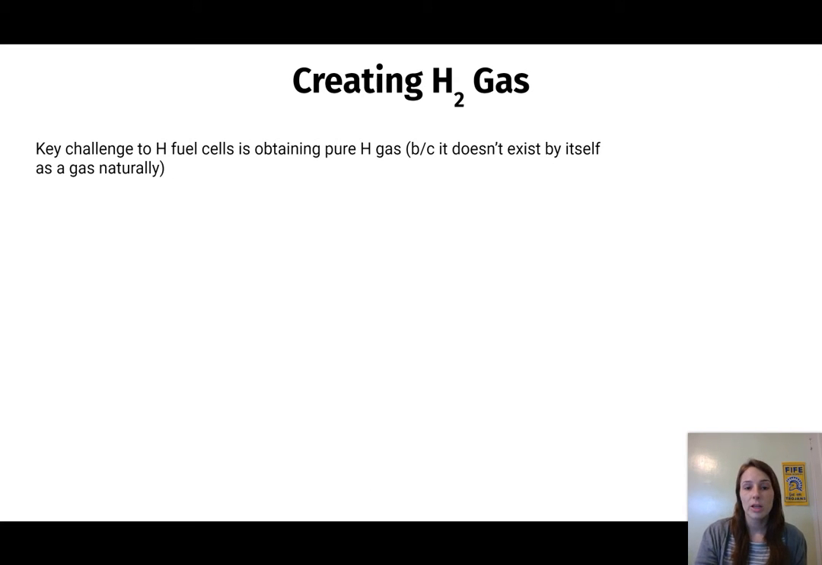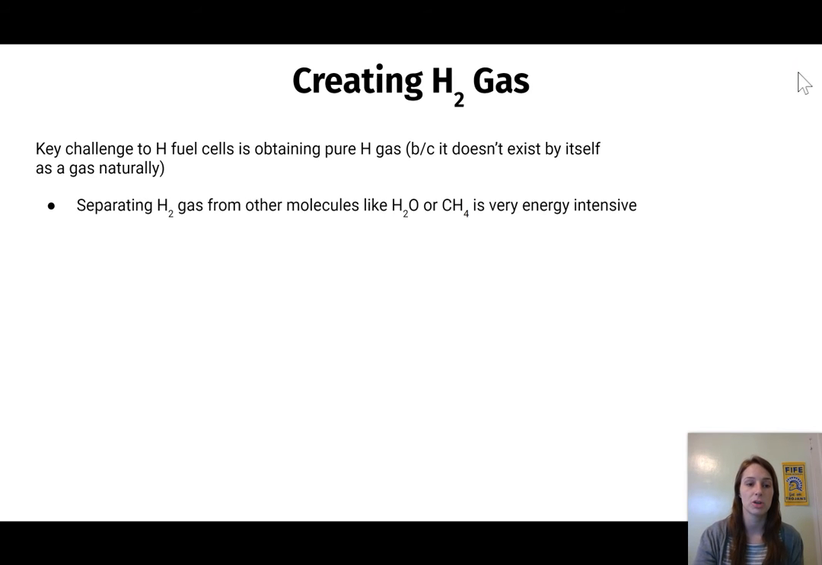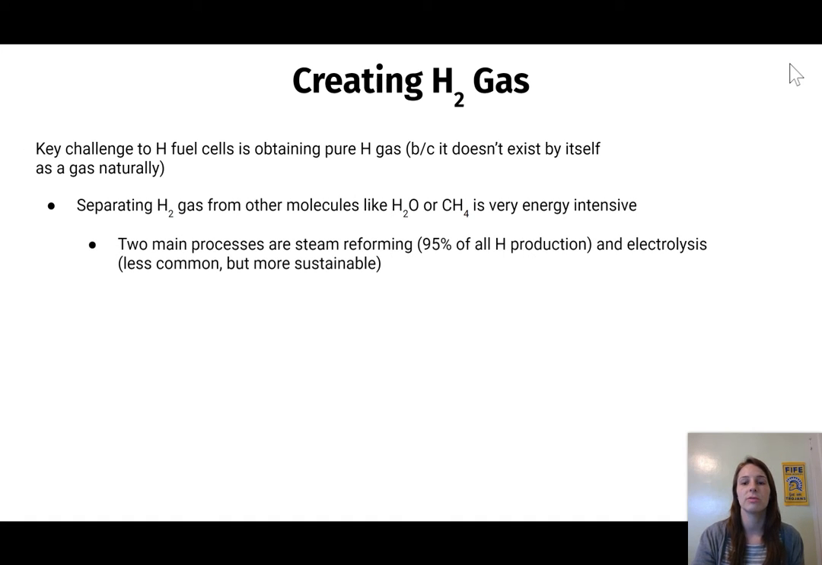So one of the key challenges to this whole process is going to be obtaining pure hydrogen gas, because it doesn't just exist by itself as a gas naturally. So the way that we do this is by separating hydrogen gas from other molecules like water or methane. But this is going to be a very energy intensive process. And right now, there's two main processes that we will go through in order to get this hydrogen gas.